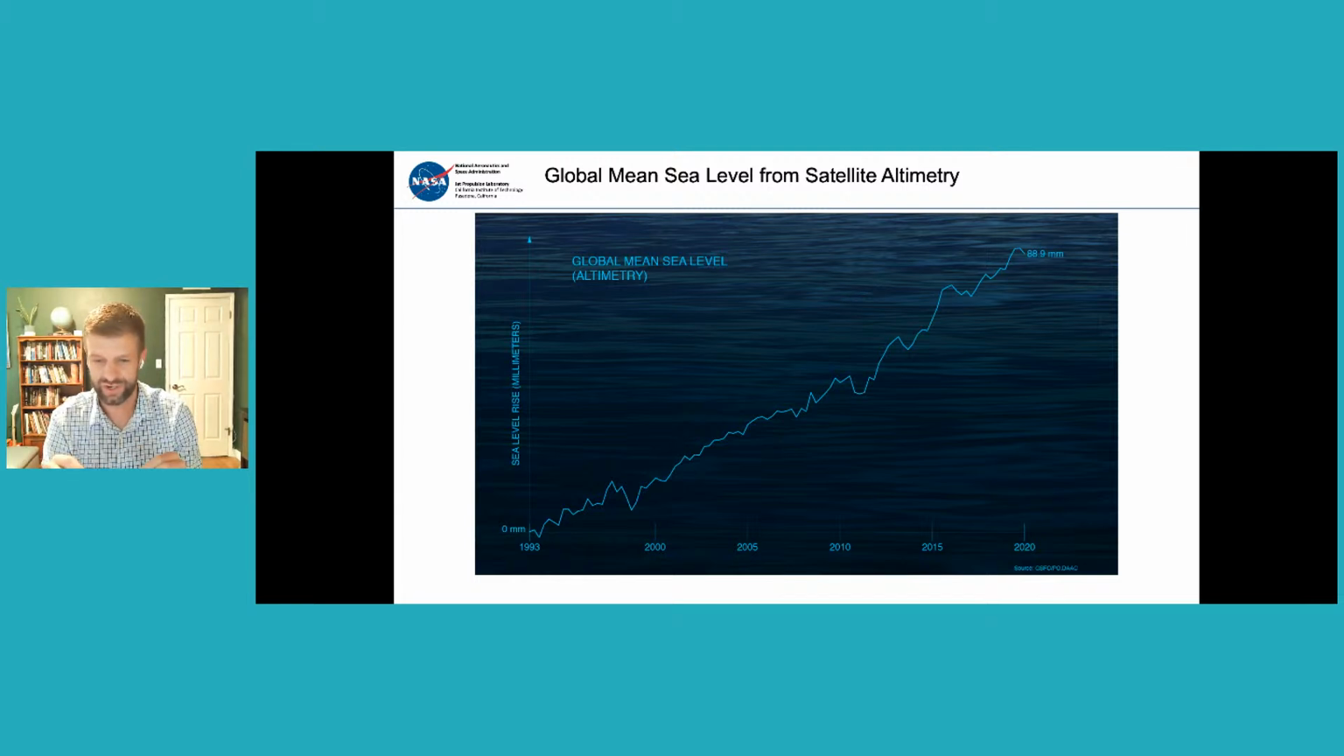The other important feature here is that this rate is really quite linear, right? It's pretty flat. There's not a whole lot of ups and downs. It's very conclusive evidence that sea level is going up, that sea level is rising, that we have from these satellites.